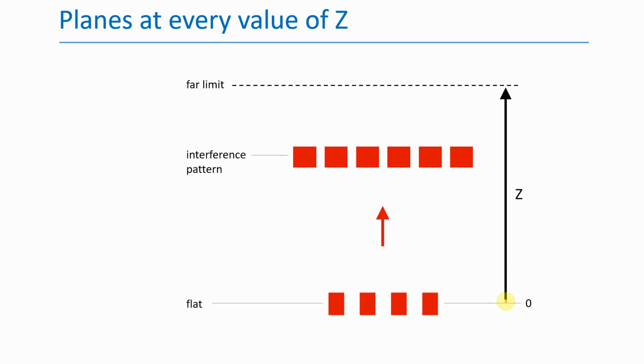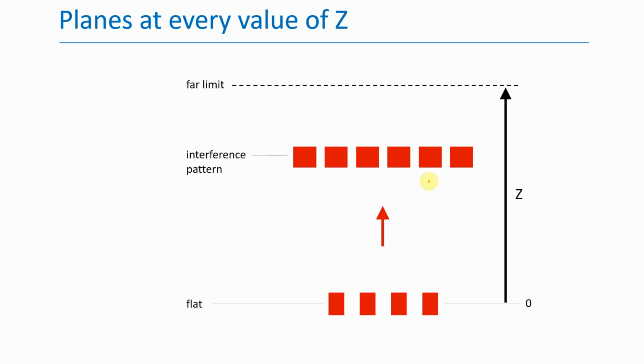We're going to shift perspective now. Now we're looking down from above. This is the direction of propagation. We label this axis with the letter Z. At Z equals 0, we have the flat. And for every point along Z, there is another plane lying perpendicular. And each of these planes has some pattern in it.